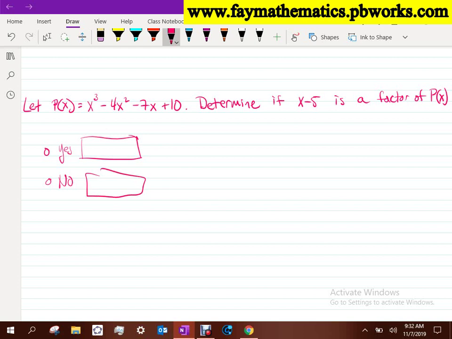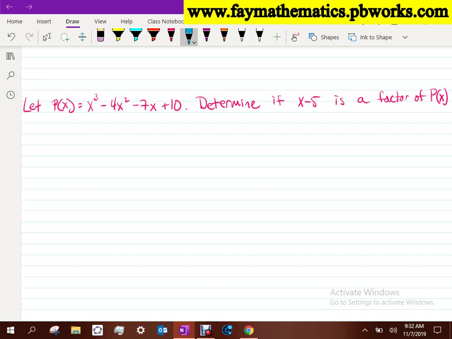And the reason, if it's not a factor, the way you determine that is you look at your remainder, and if your remainder is non-zero, then it's not a factor. Okay? If your remainder is 0, then it is a factor. Good question. On a test or a quiz, if I were to ask that, I would want a response. I don't want you to just say no or yes, okay? Because that just tells me 50-50, you didn't really know.